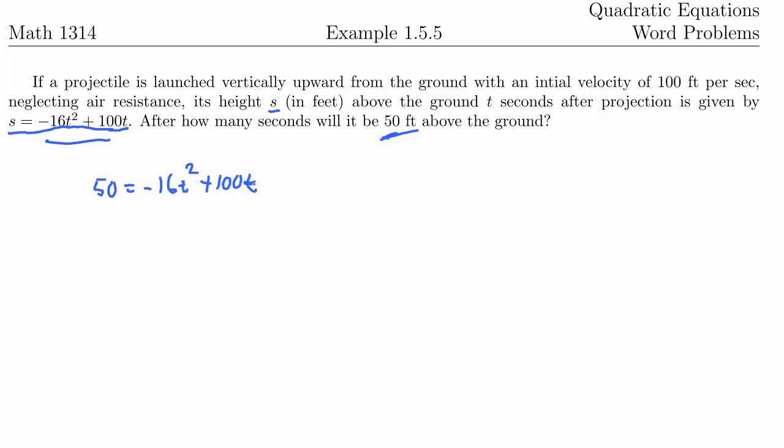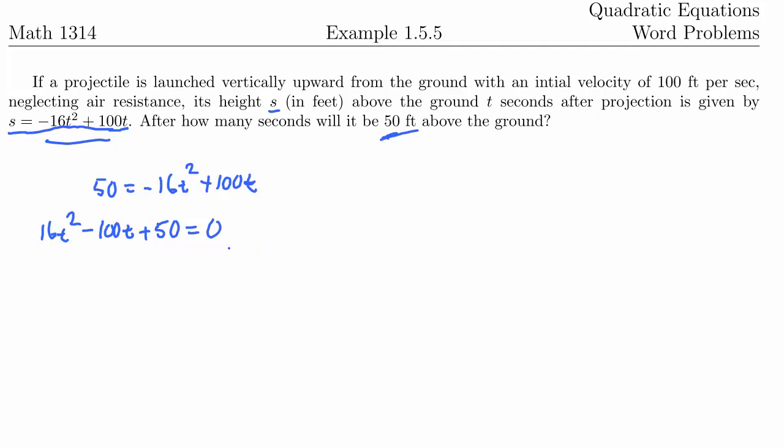This is a quadratic equation. I'm going to solve this by adding 16t squared and subtracting 100t from both sides. Some people find this confusing. The reason I'm doing that is because I like the number in front of t squared to be positive. So that gives me positive 16t squared minus 100t plus 50 is equal to 0.